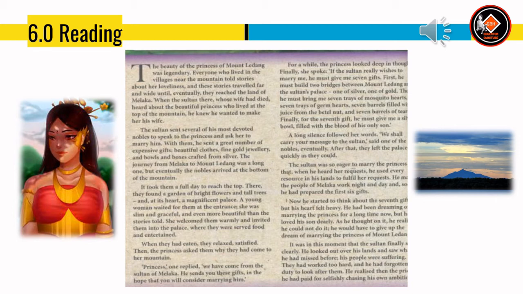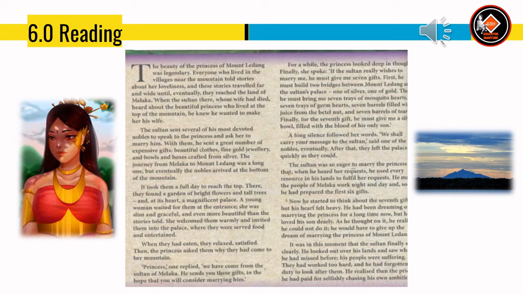For a while, the princess looked deep in thought. Finally, she spoke, "If the Sultan really wishes to marry me, he must give me 7 gifts. First, he must build 2 bridges between Mount Ledang and the Sultan's palace, one of silver, one of gold. Then he must bring me 7 trays of mosquito hearts, 7 trays of germ hearts, 7 barrels filled with juice from the betel nut, and 7 barrels of tears. Finally, for the 7th gift, he must give me a silver bowl, filled with the blood of his only son."